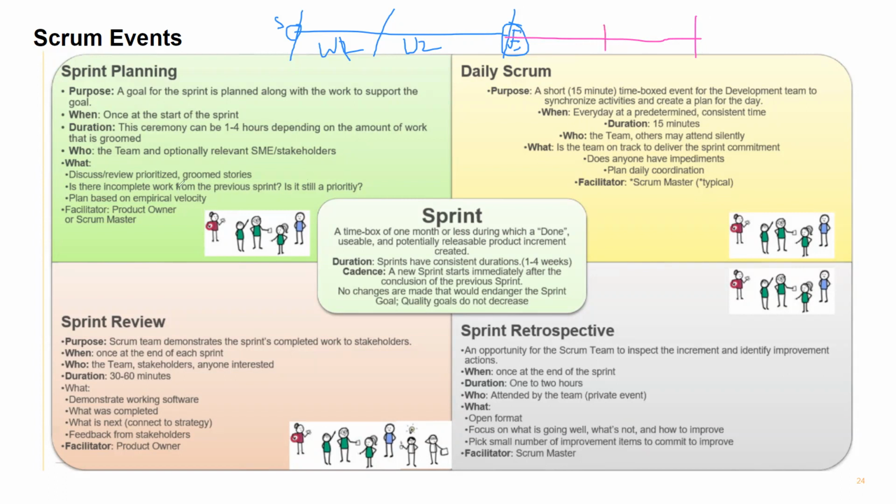That is what they say. Is there any incomplete work in the previous sprint? This is the previous sprint. If every work is completed, that's fine. If not, there will be a possibility we will push it to the next sprint and try to continue. If it is meeting the sprint goal, is it still a priority? That is the question that you will ask. If this is not priority, then you will put it back to your product backlog and you will start new work here.